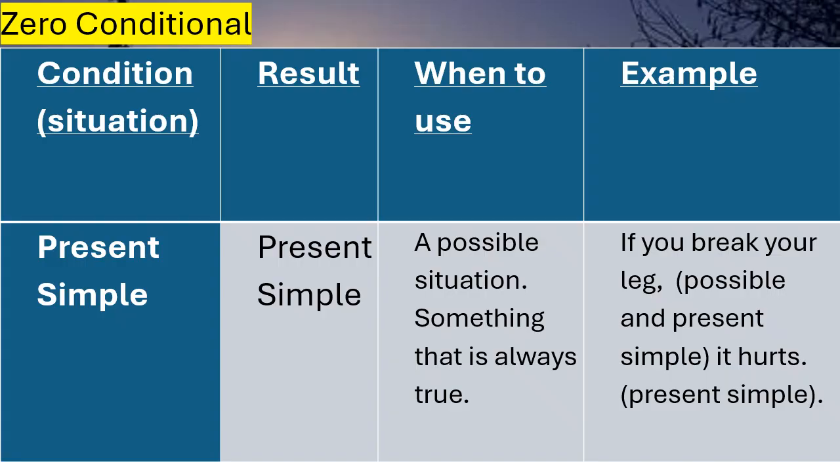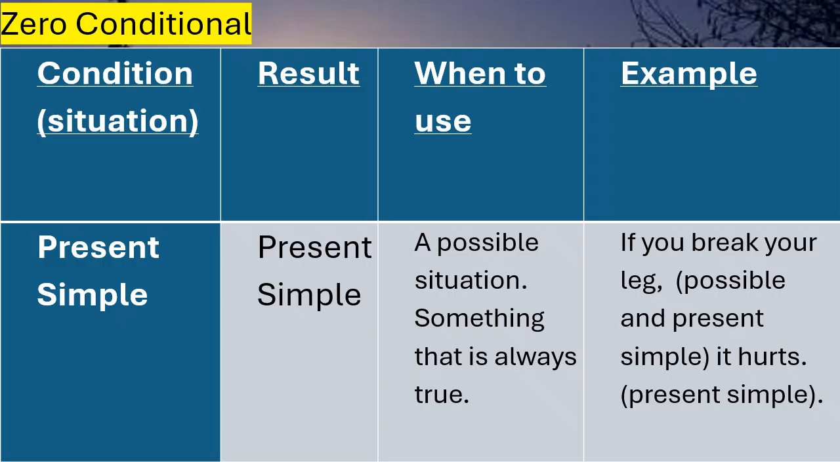So each one of the conditionals will have these different headings at the top. So firstly, the condition or the situation or the if part of the conditional. Secondly, the result, what happens as a result of the if part. Thirdly, when to use this kind of conditional. And fourthly, an example. And this first slide is about the zero conditional.